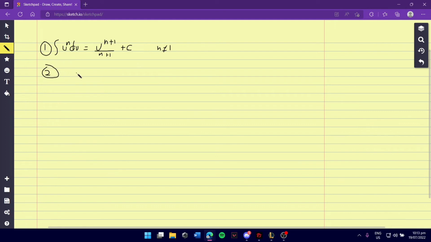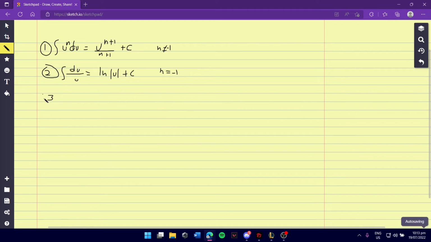Second formula is for the logarithmic, which is du over u. According to our logarithmic formula, this will become ln of the absolute value of u, plus c. Here, our n is equal to negative 1. Sorry, my bad.